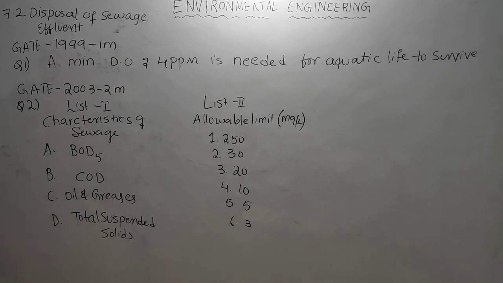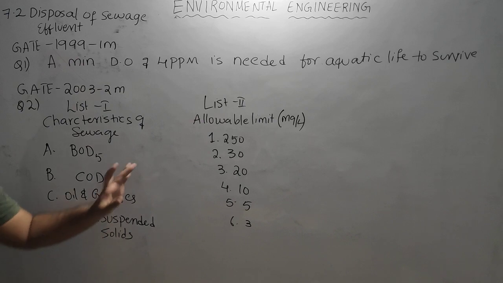So we have already discussed the limits of different compounds when we are sending them out as an effluent. So BOD, it should be 20 or 30. So two options are given. Leave it aside.